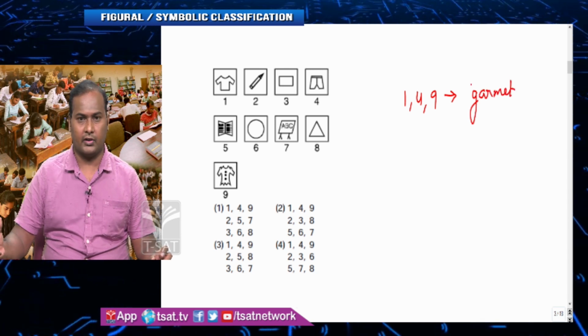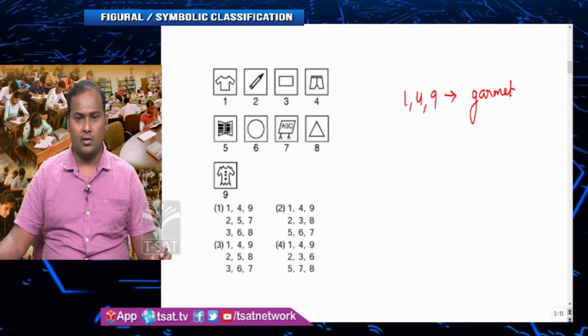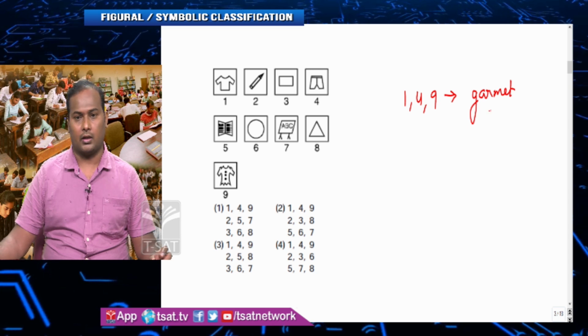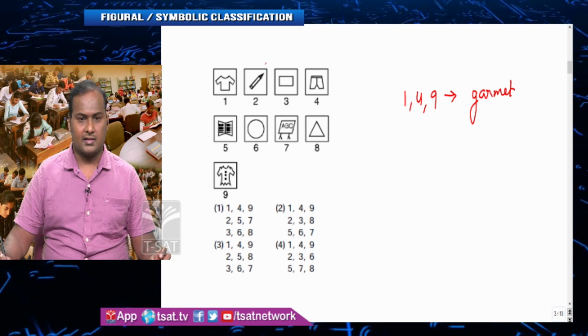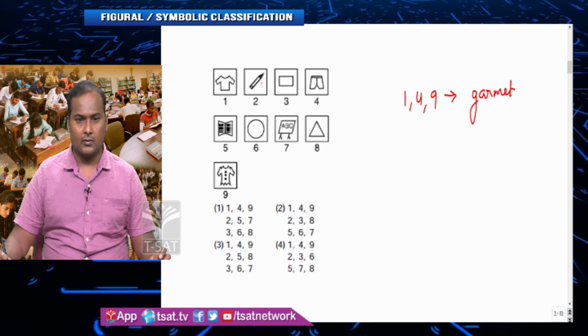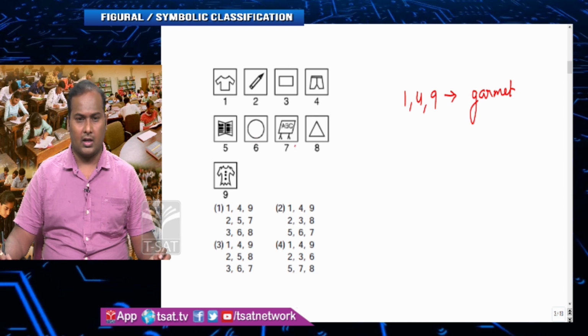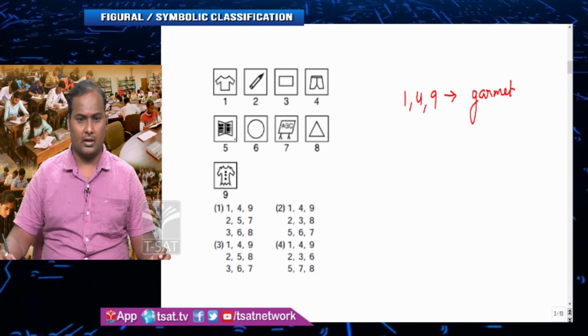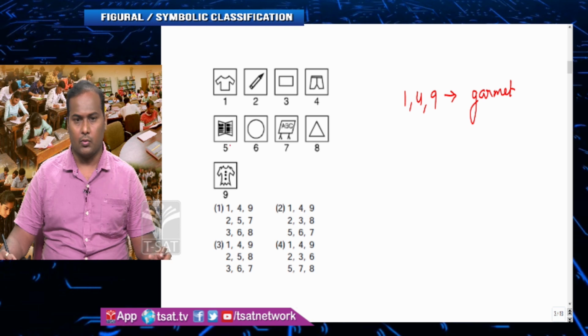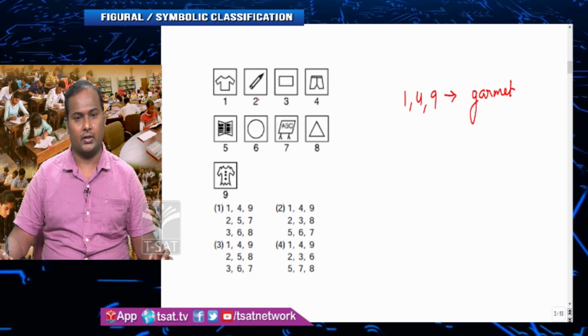So this is called classification. You are classifying the figures 1, 4, 9 based on the character of garment. In the same way, see the second one. The moment you see the pencil here, there is a pencil. In the other figures, there is a board in the 7th one, and in the 5th one there are books. So obviously it's talking about stationery. That is the character here.